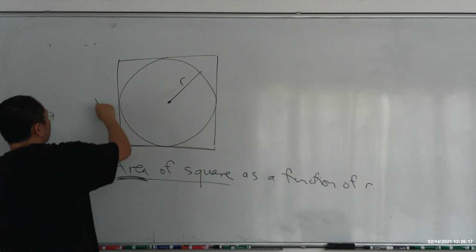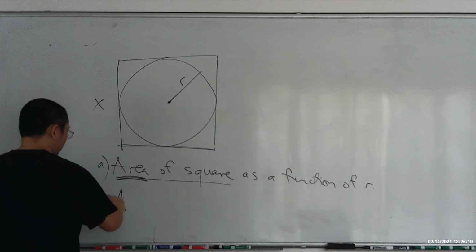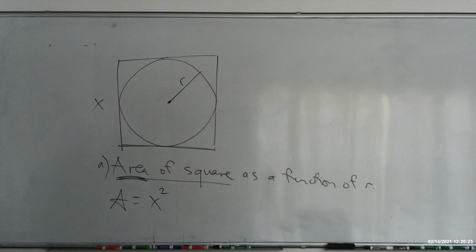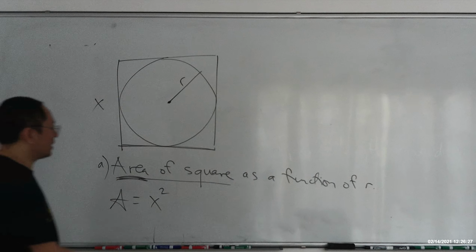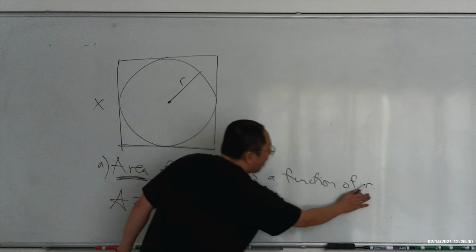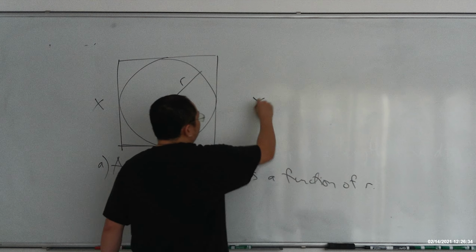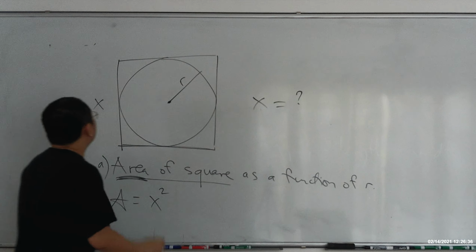This is called x. Area is equal to x squared. I don't know what it is. But can I stop right here? The answer is no, because they want the area as a function of r. You have to express x in terms of r. So we have to find x.